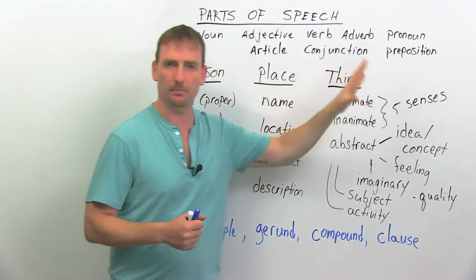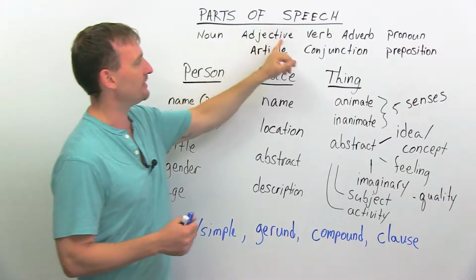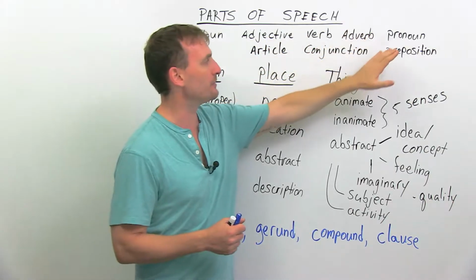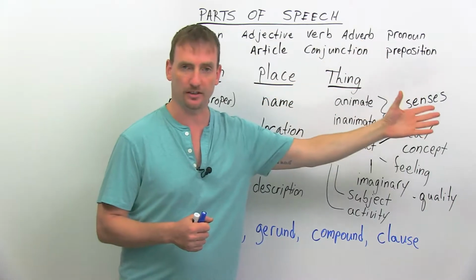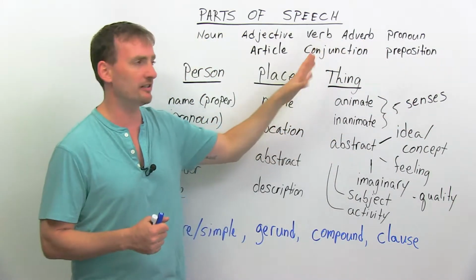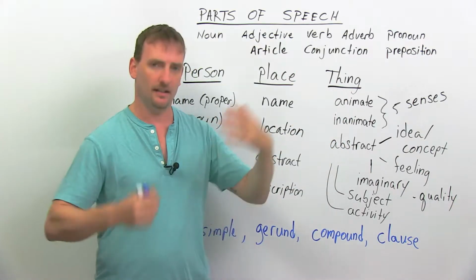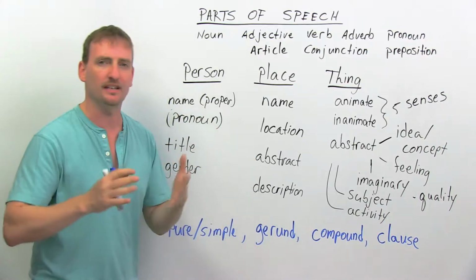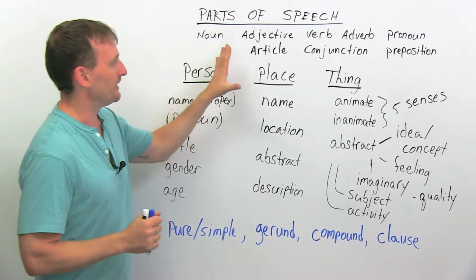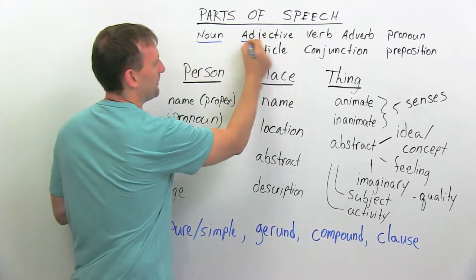There's one more here, but I'm not going to worry too much about it. We have nouns, adjectives, verbs, adverbs, pronouns, articles, conjunctions, and prepositions. The one that's not on here is called interjections, like wow, ah, these sort of sounds. We're not going to worry too much about them because those are a little bit self-explanatory. So in this video, I'm going to concentrate on nouns and adjectives.